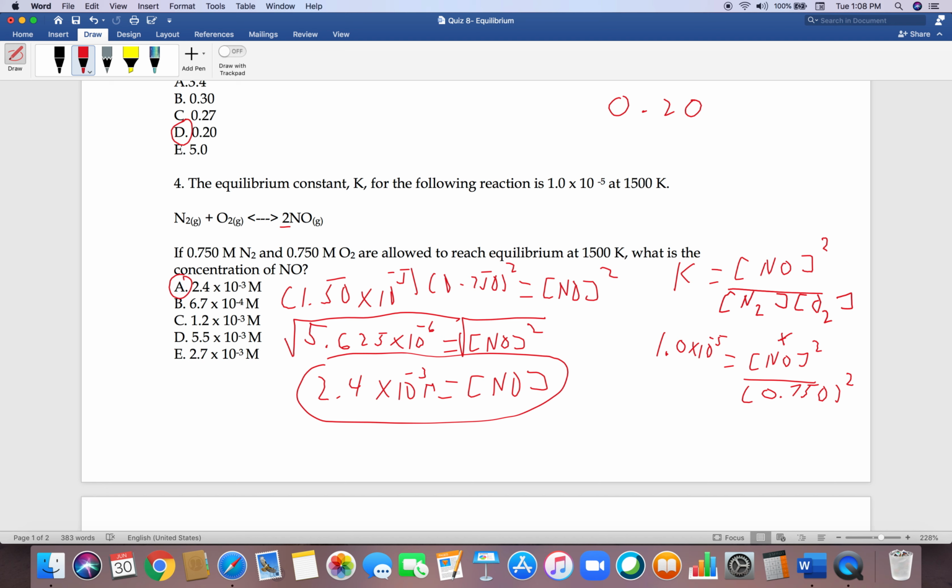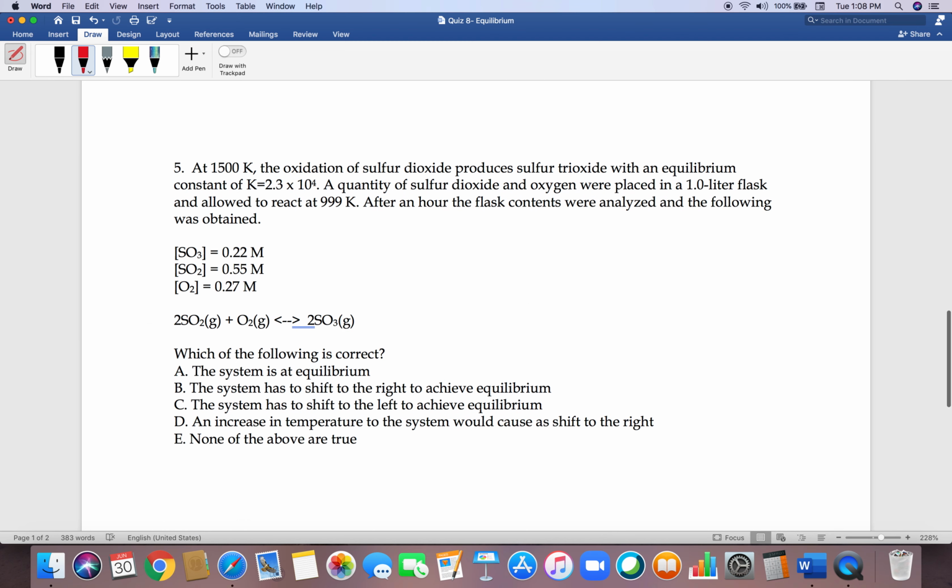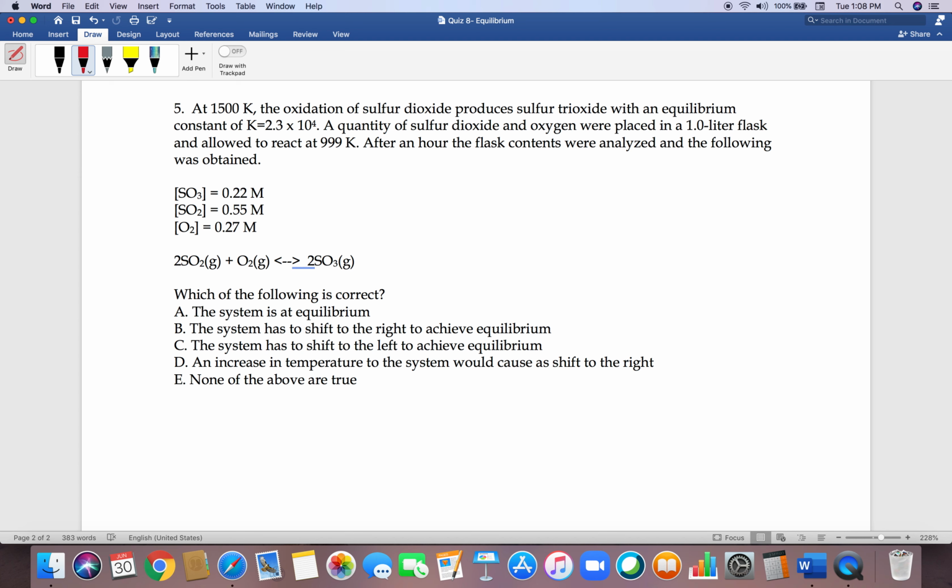So this is a pretty good example of the kind of equilibrium questions you'll see. This is probably a little bit easier than what you would see on a test, but you just got to be careful with the algebra. Don't make those silly algebra mistakes. And finally, we have our question 5, which was probably the question everybody mostly got wrong. So I'd like to go over that.